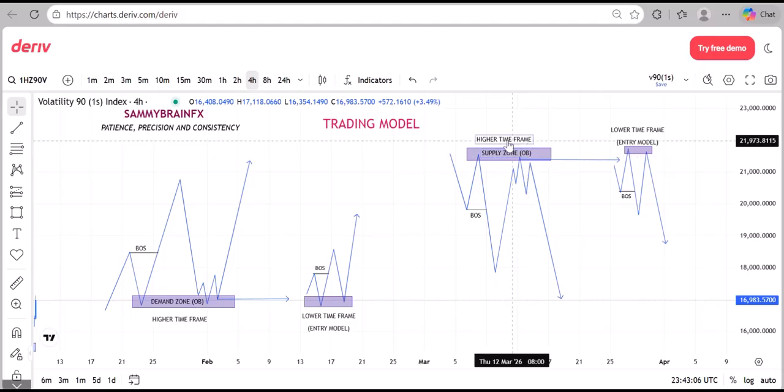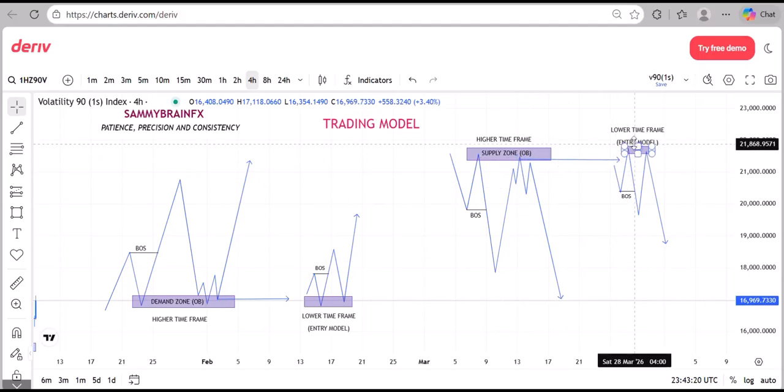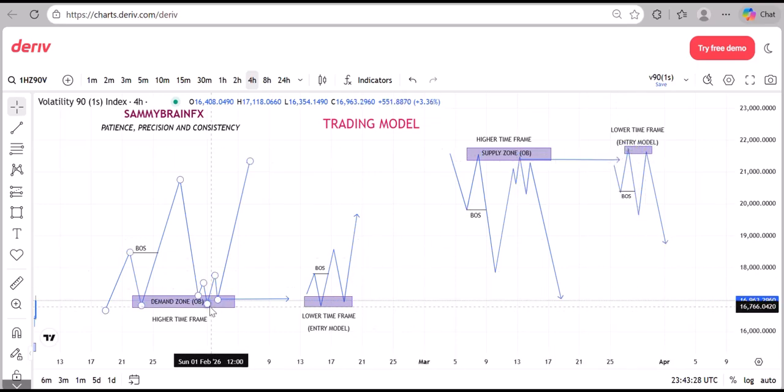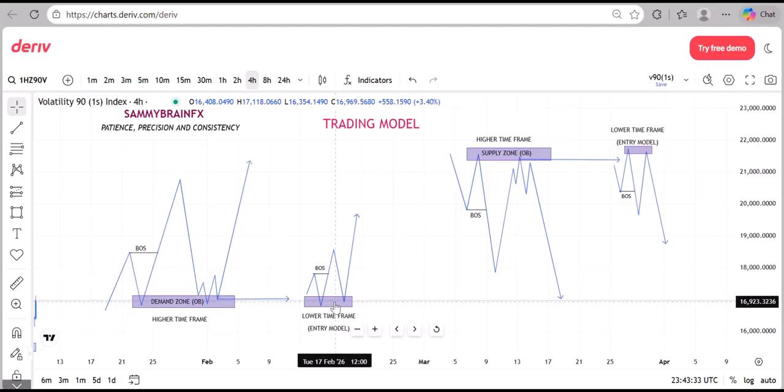The same thing applies to the supply zone. Look for a break of structure, price taps into our zone, and then we'll see this pattern in the lower time frame, which is a break of structure and a retest. Then we'll sell. So this is how the entry model, what will happen in the lower time frame, is being explained here. All right, so without further ado, let's dive in.